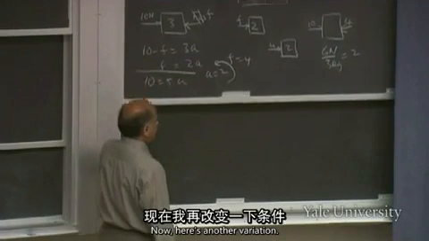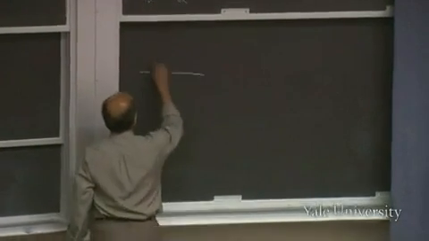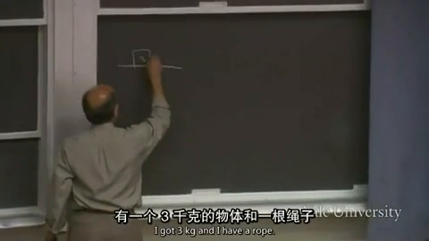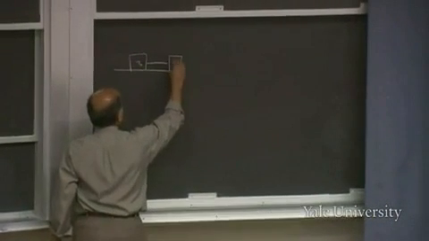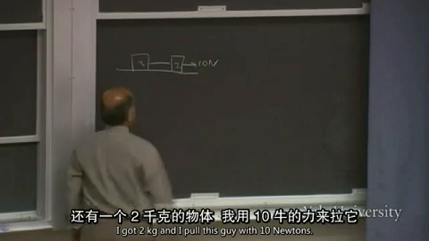Okay, now here's another variation. The variation looks like this. I got 3 kilograms and I have a rope, and I got 2 kilograms, and I pull this guy with 10 newtons.